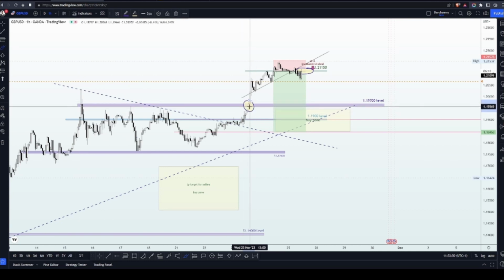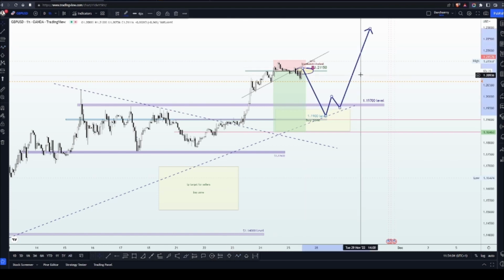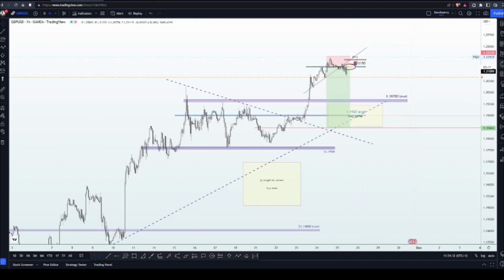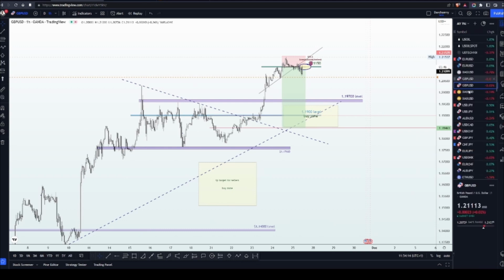So whenever we have a breakout of a structure, the expectation is that price is likely going to come back to do a retest of that structure with the anticipation of pushing price to the upside. And to understand how important the 1.19700 level is, let's scale up to the daily time frame and see how that level has been a major determinant of price action in the last couple of months.